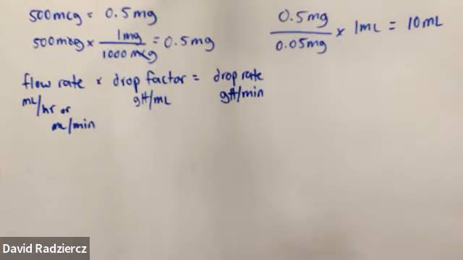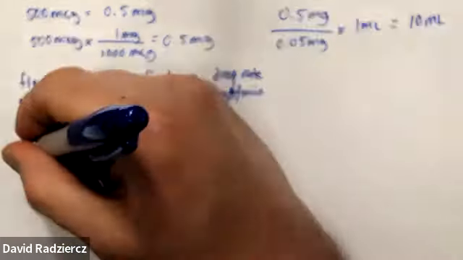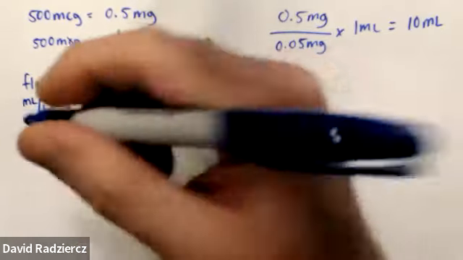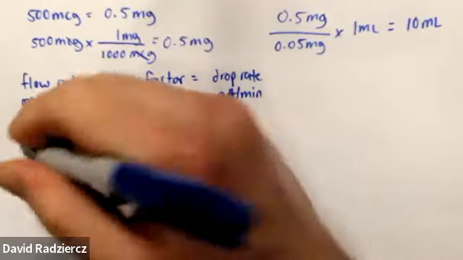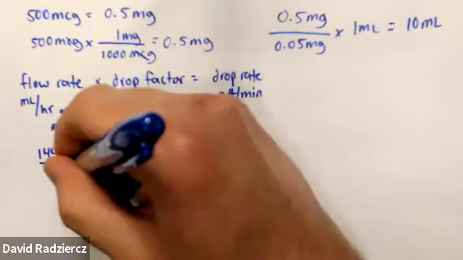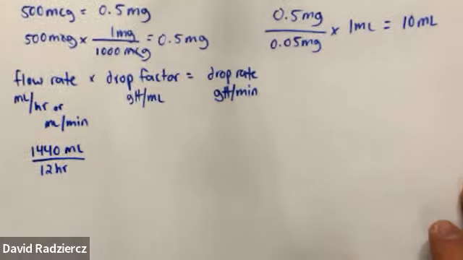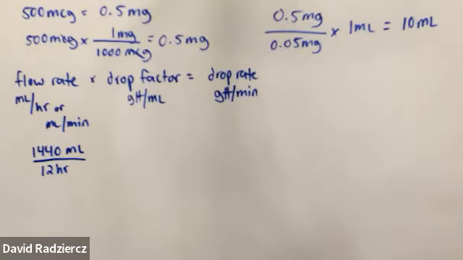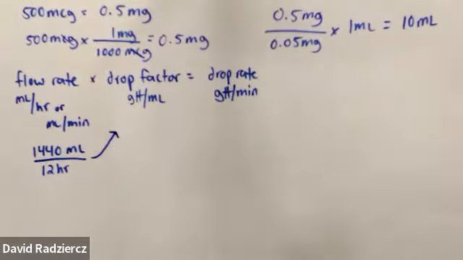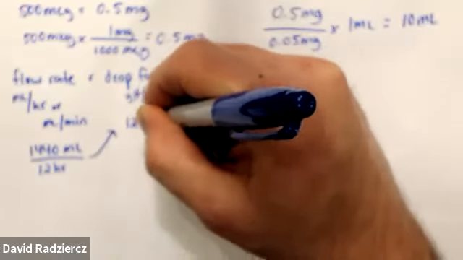So the question says the physician ordered 1440 cc's to infuse over 12 hours. So what we're going to do is take the 1440 cc's, which is the same thing as mL, over 12 hours. And that's going to be my flow rate. Now, before I multiply by my drop factor, I need to simplify this. There's a couple options you can do. You can reduce this. So 1440 over 12 is going to be 120. So 120 milliliters per hour.